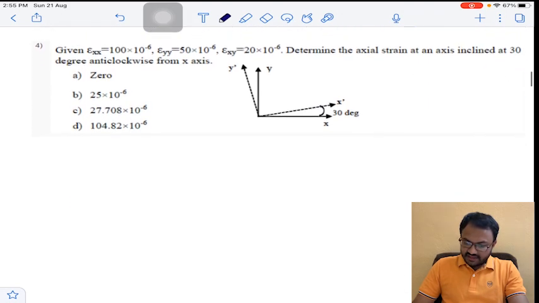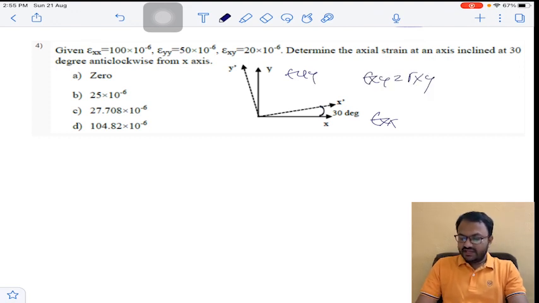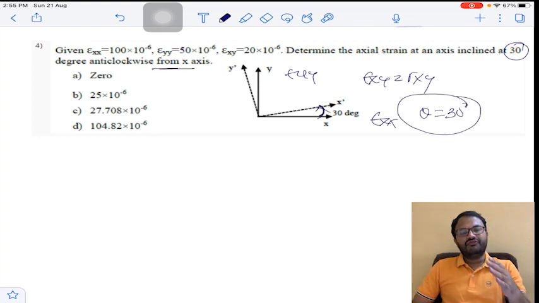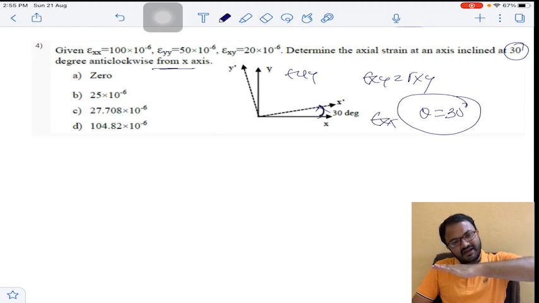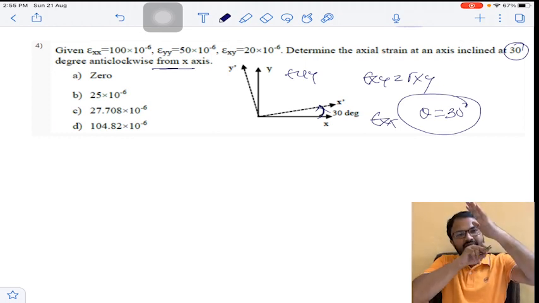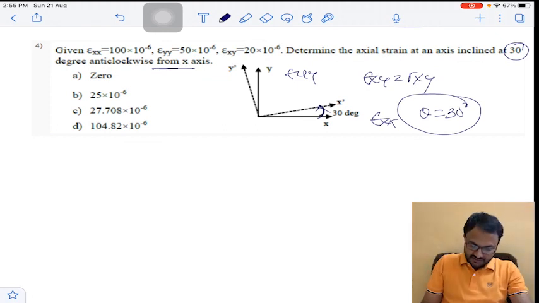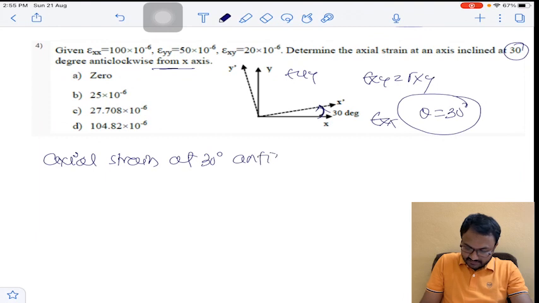Now coming to question 4, he has given epsilon xx, epsilon yy and epsilon xy, generally it is gamma xy. Determine axial strain at an axis inclined at 30 degrees. So this is in the anti-clockwise direction. Theta is equal to 30 degrees he has given. He has given the strains in this plane and he rotated anti-clockwise by 30 degrees. So in this plane we want the axial strain at 30 degrees anti-clockwise.